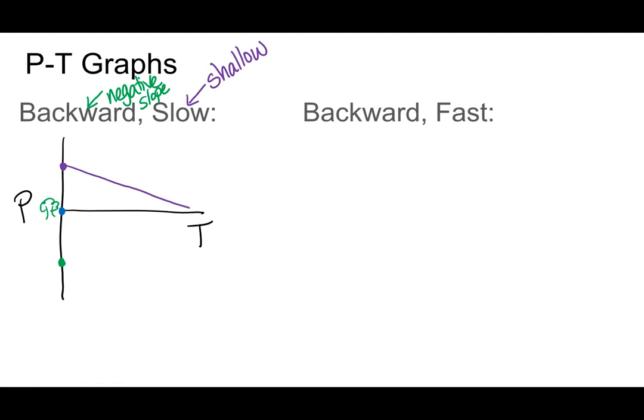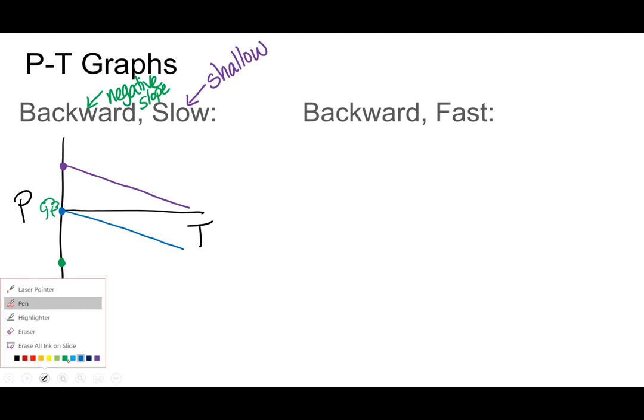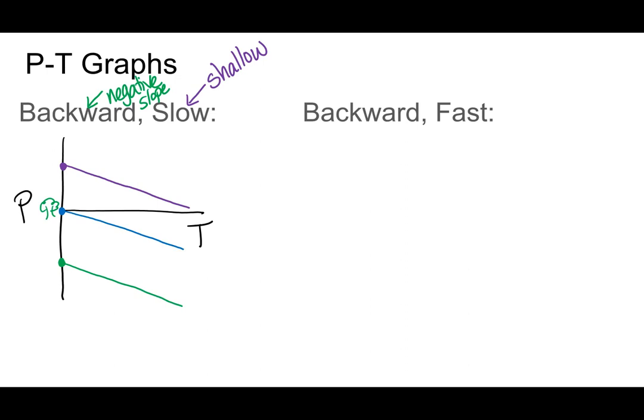For blue at the tree, it's still going to be shallow, going behind the tree since we're moving backward. And then if we start behind the tree and we go backward, then we're going to keep going further behind the tree. So backwards and slow is a negative slope that is shallow.